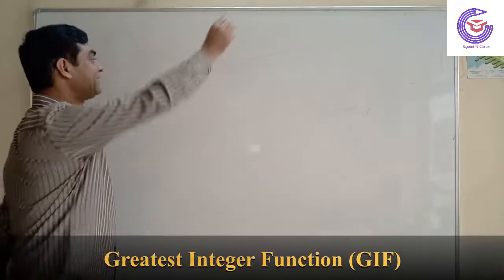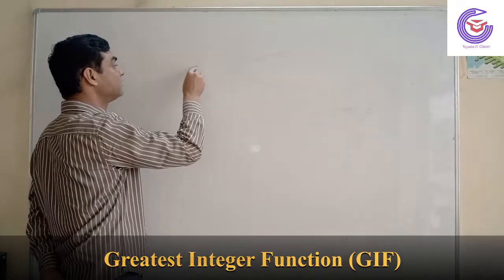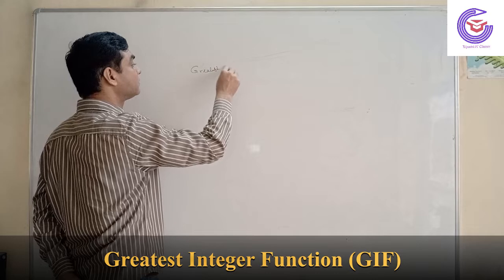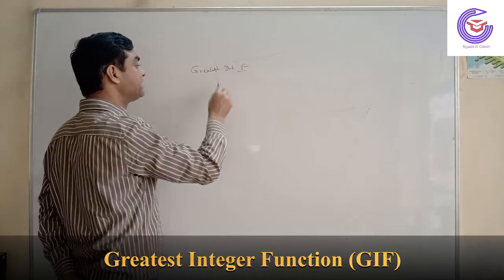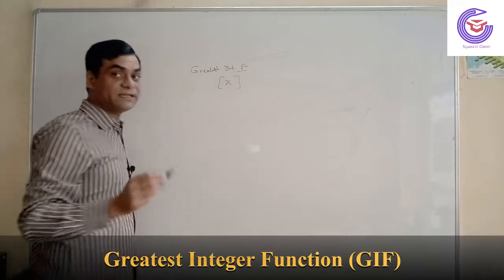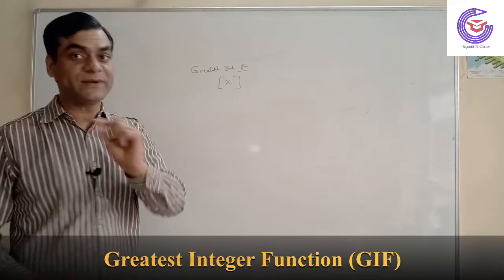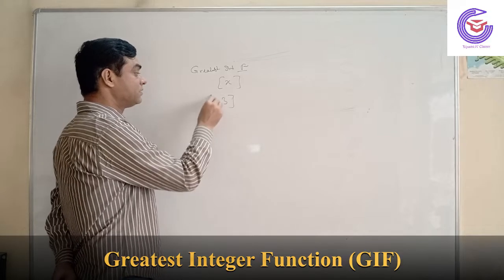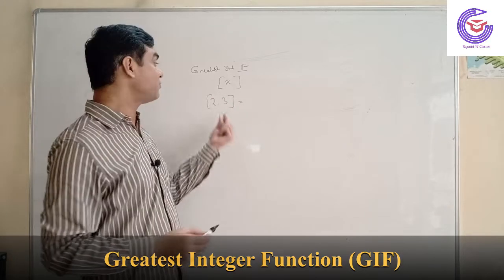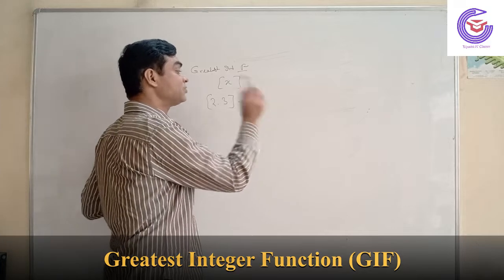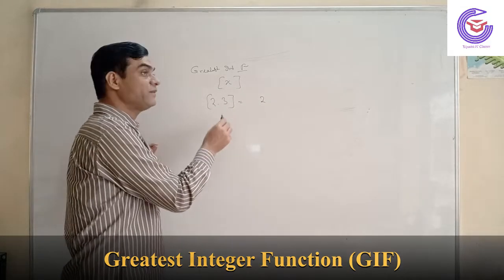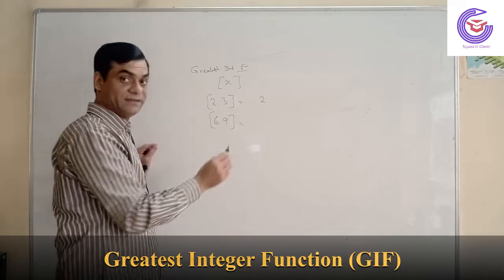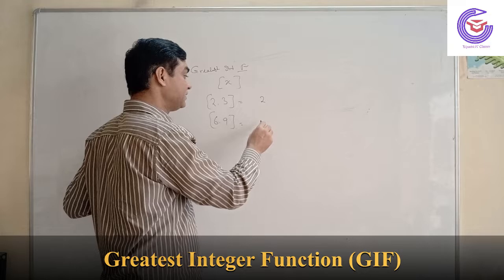Okay, the greatest integer function is denoted as shown. So what does it do? It basically removes the fractional part of any number. So suppose you are given 2.3. What will it do? It will remove 0.3, so it will become just 2. Suppose you are given 6.9. It will remove 0.9, so it will become 6.